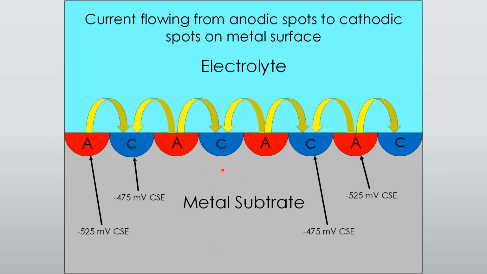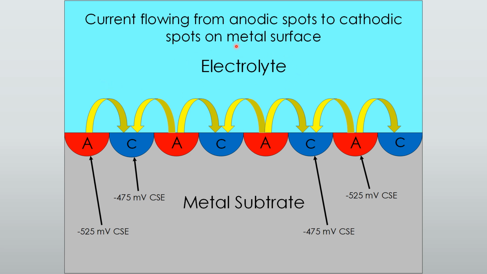We're going to bring back in the visual learning a bit again. So if A stands for anode and C stands for cathode, the anode will always be more anodic, have a higher potential than our cathode. So we're going to have a lower spot. So current flowing from anodic spots to cathodic spots on a metal surface.